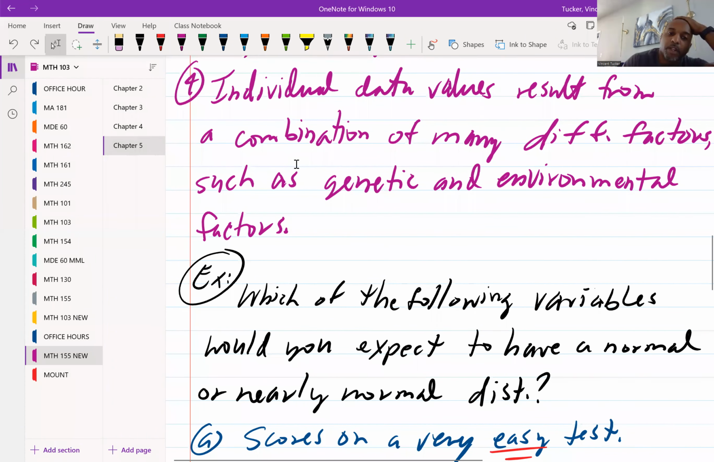All right. So they give you an example in this section. It says, which of the following variables would you expect to have a normal or nearly normal distribution?